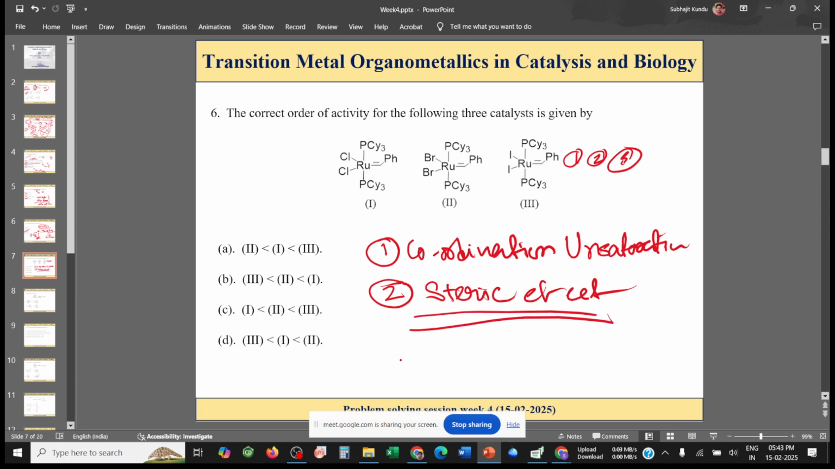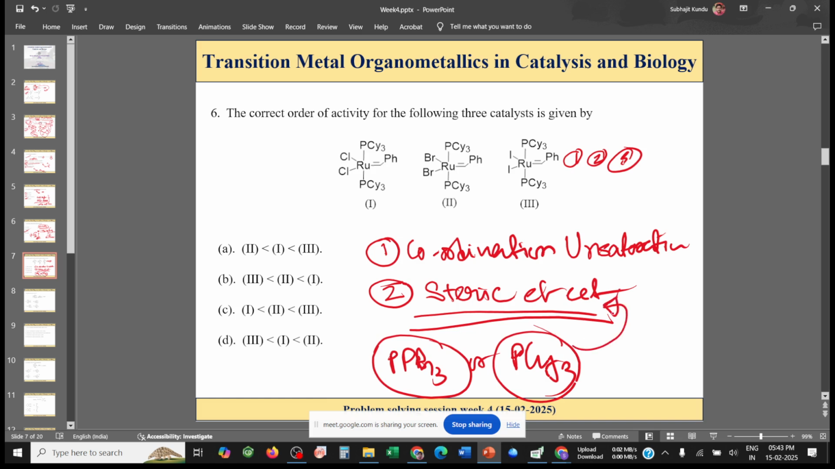PPh3 or PCy3 ligand. The lability of this group depends on the steric effect. And now the coordinative unsaturation leads to this chloride, bromide, iodide. These are the only three to make this complex coordinatively unsaturated. Also, the PCy3 also makes it coordinatively unsaturated.